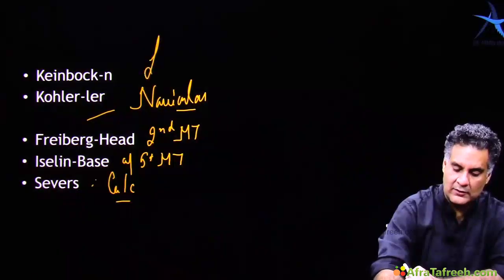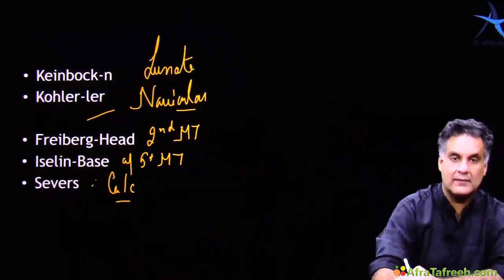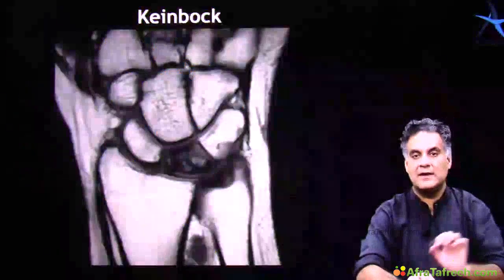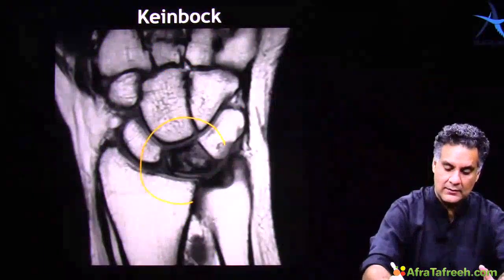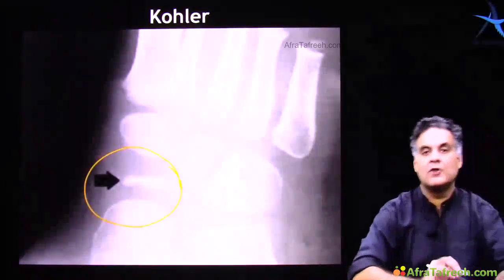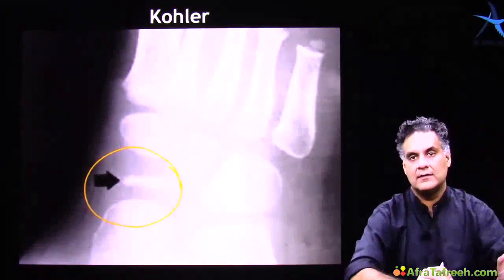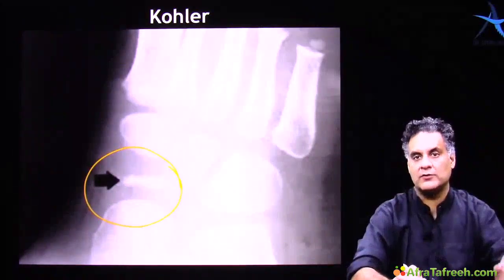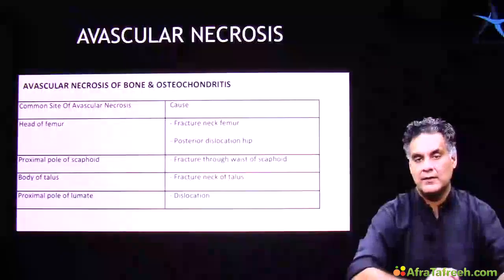And Kienbock is osteochondritis of the lunate. So if you look at this image, the lunate is gone. This is Kienbock. If you look at this image, the navicular is gone, called Köhler. So these are 2 important osteochondritis that should come to your mind.